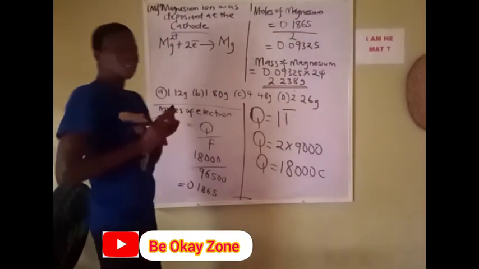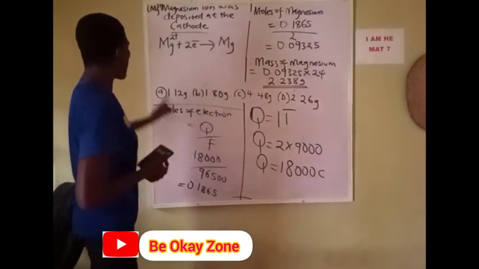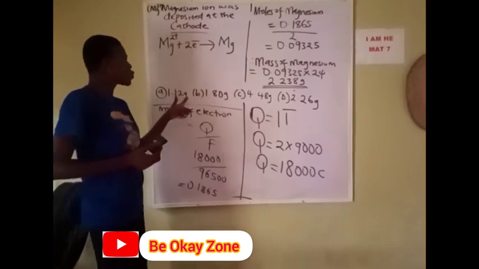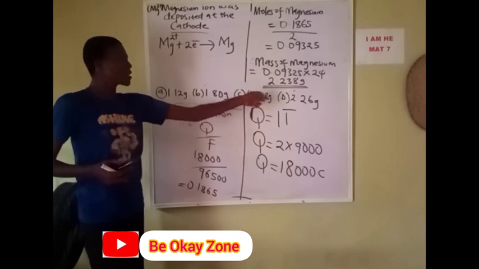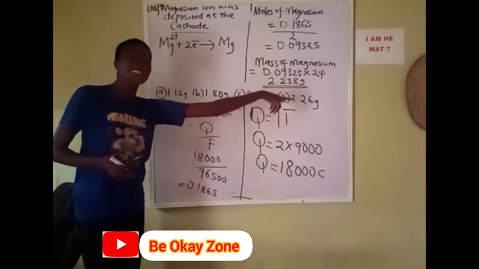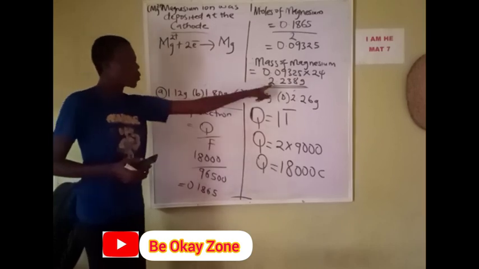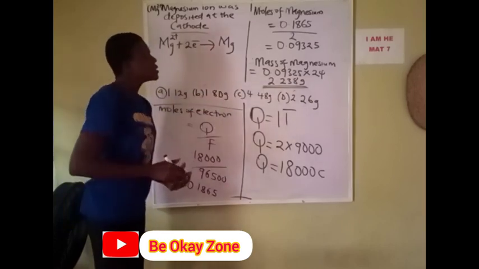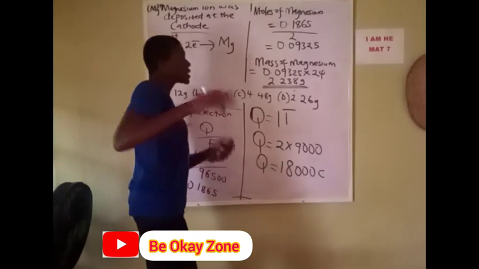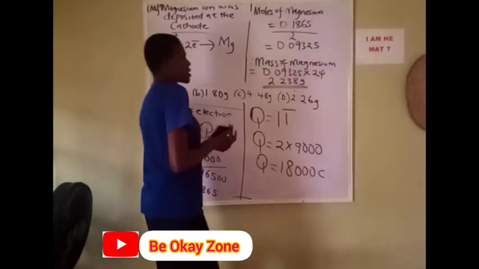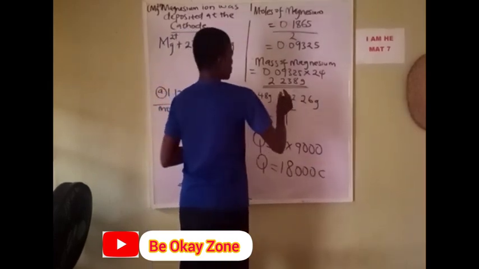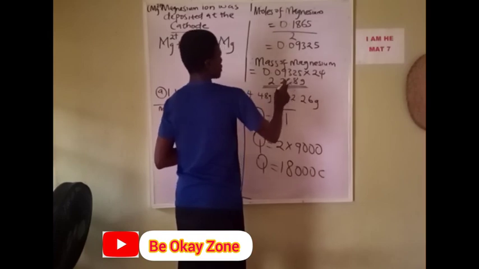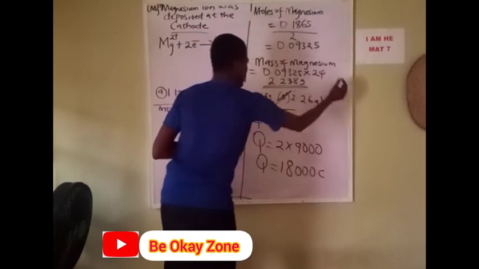From the options given to us: A, 1.12 grams; B, 1.80 grams; C, 4.48 grams; D, 2.26 grams. So what is the answer? The answer is 2.238 grams, approximately. So D here is the answer.